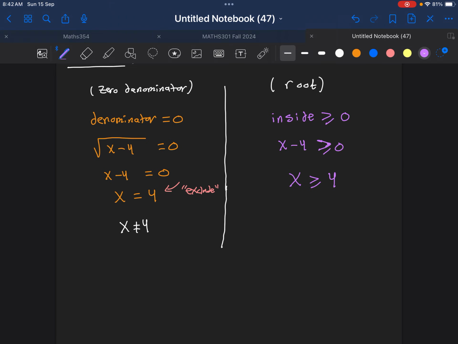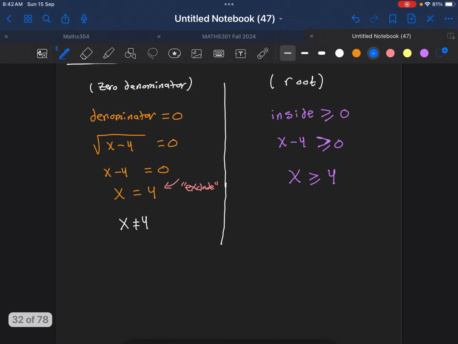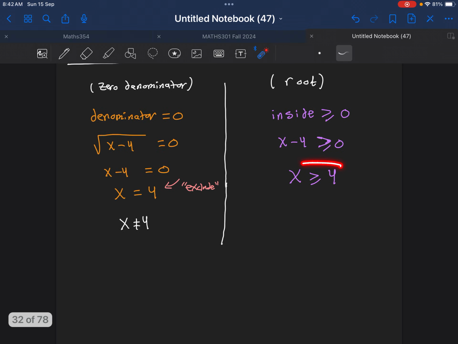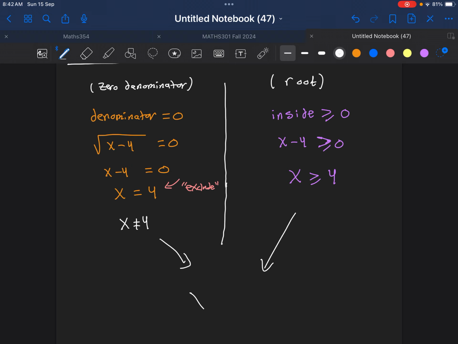Now, we have two solutions. We need to combine them. This one, x greater than or equal to 4. This one, just x not equal to 4. So if you combine them, the combination will be that x is only greater than 4.